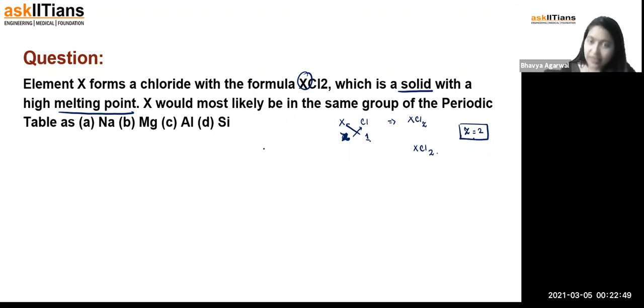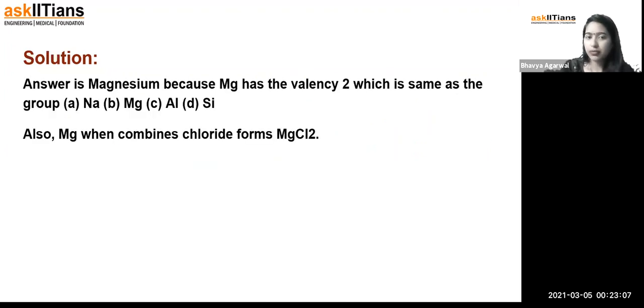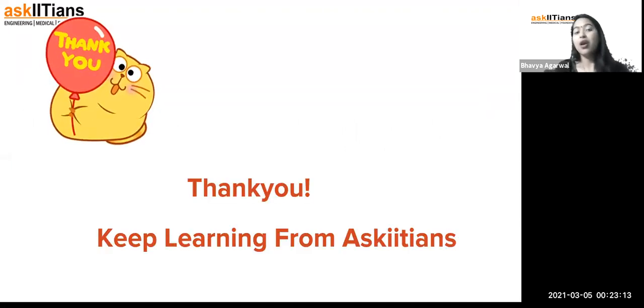Now, if the valency is 2, then the number of valence electrons is also 2. And the number of valence electrons being 2 is found in group 2 elements. So, magnesium is one of those group 2 elements. Right? Make sense? Great. All right.